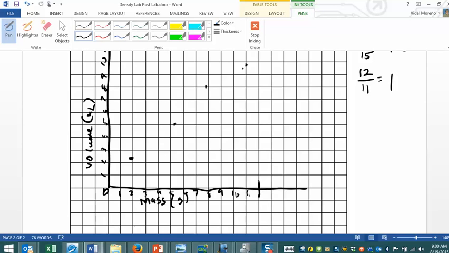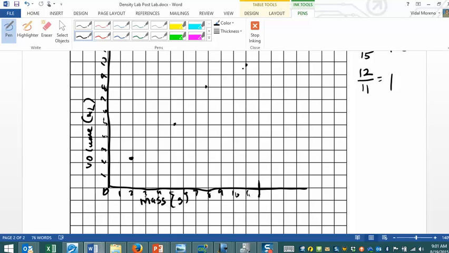Wow, that's a little bit more than a coincidence, isn't it? What does it look like? It doesn't look precise, but it kind of looks like a line. If this is a line, then we say it has a linear relationship. And if it has a linear relationship, what do we call it in math? A direct or indirect relationship? A direct relationship. What that means is, as mass goes up, volume goes up by the same amount.